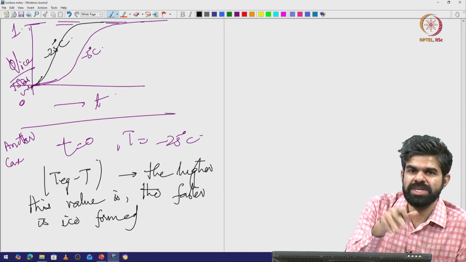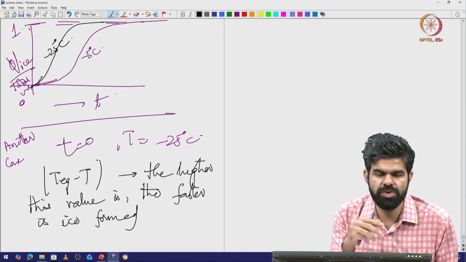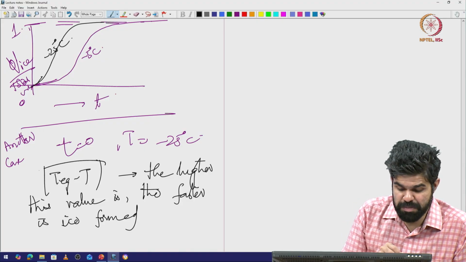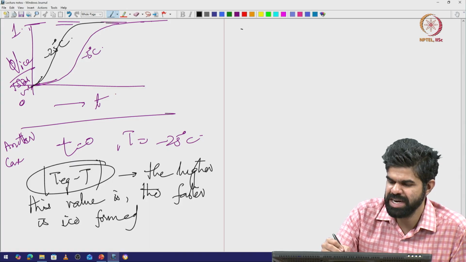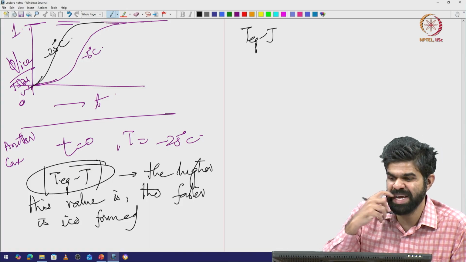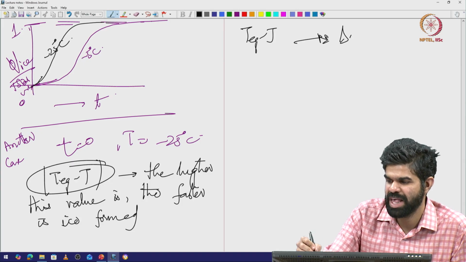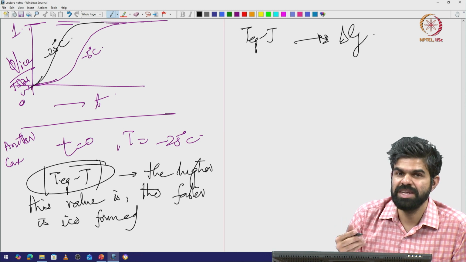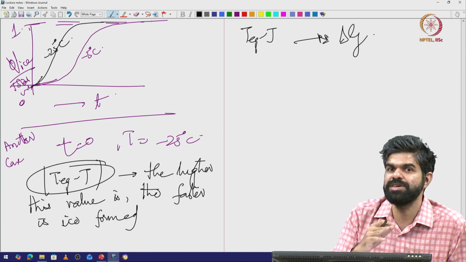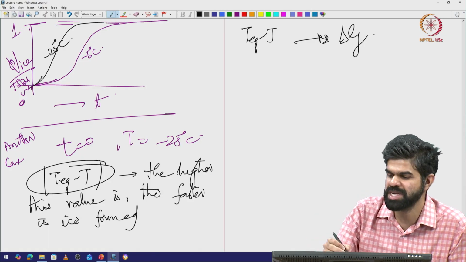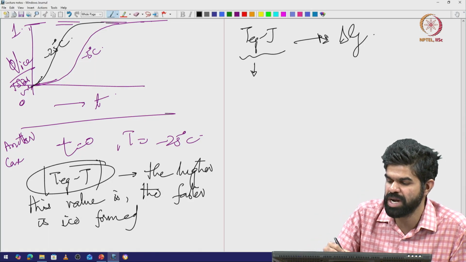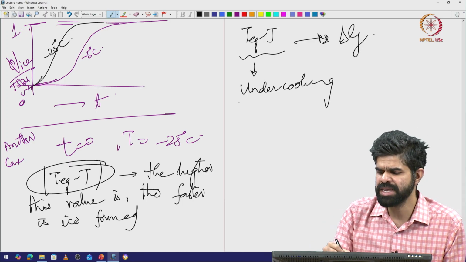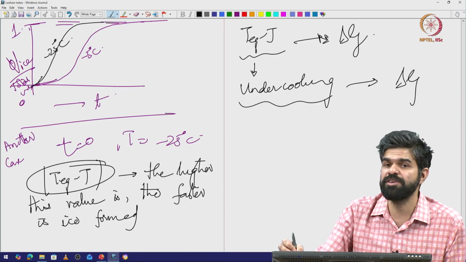Formed meaning there is some kinetics happening here, nucleation and growth. We will look at it later on, but just to give you an idea, this quantity T equilibrium minus T determines my driving force, delta script G, for the ice to form. The higher it is, the higher is the driving force, and so the faster is the ice. That is how it works, and this quantity is called undercooling.